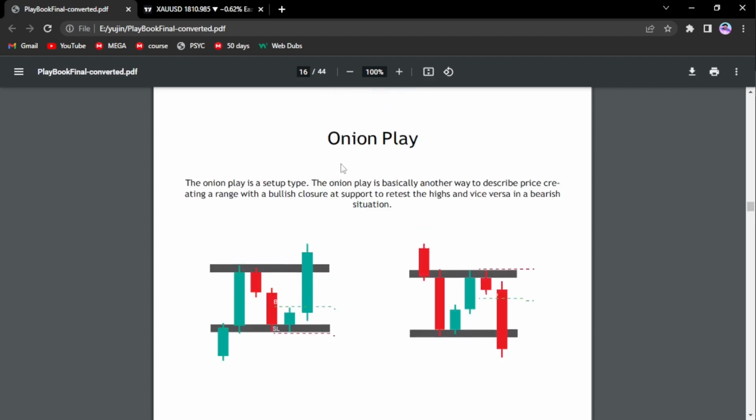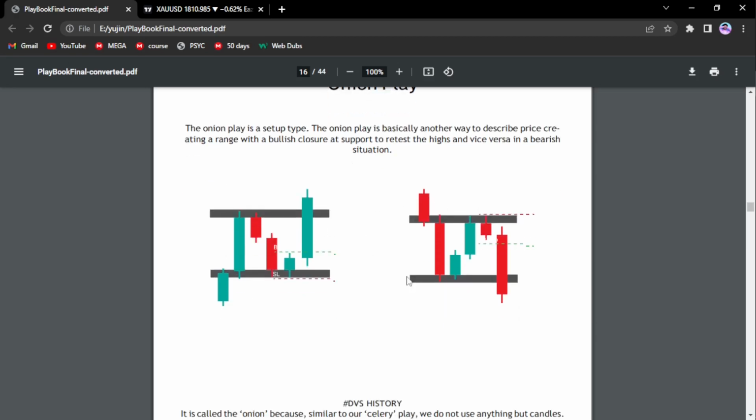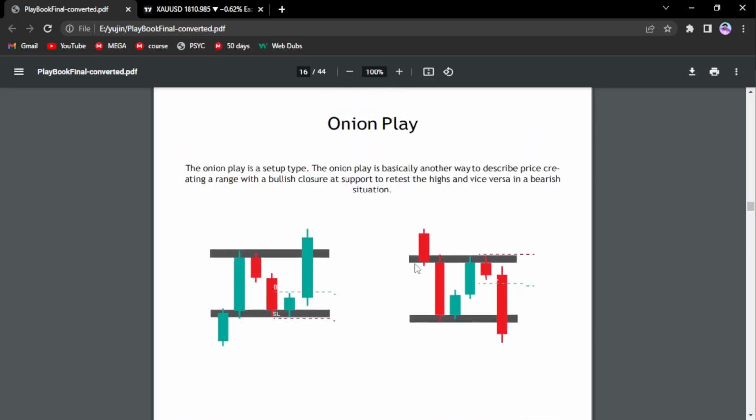So how do we get the setup for the onion play? So this is just a name for the setup, but I prefer when price closes bullish. If the market is bullish, price makes pullbacks to go and retest the highs made. So this is my best entry. I'll execute on this any day.